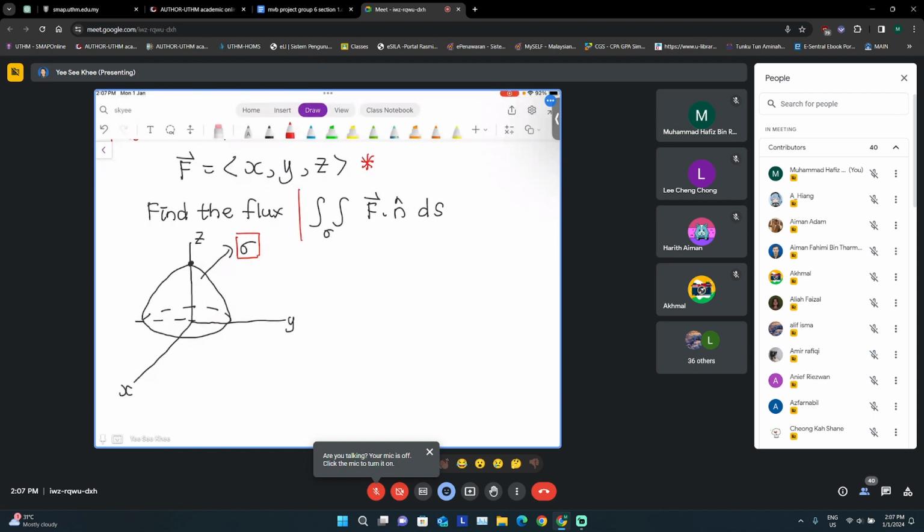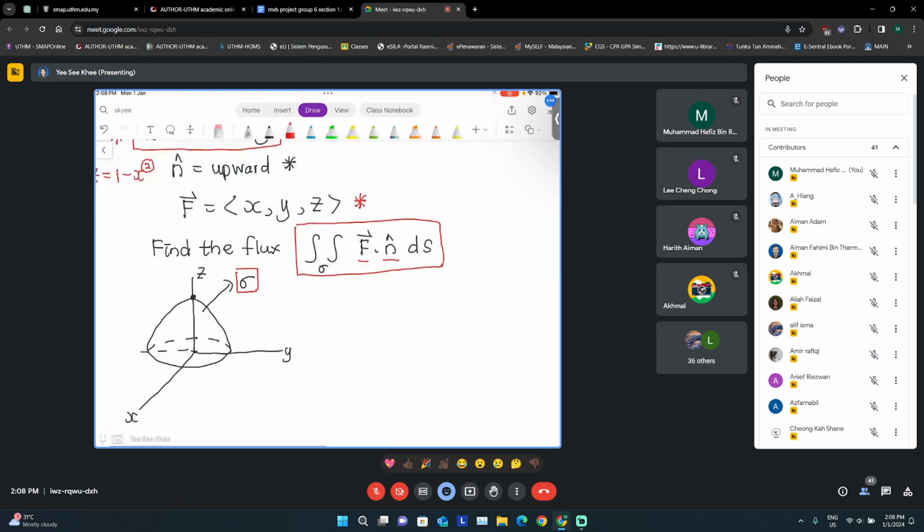We look at the flux equation that we are going to solve. We talked about it yesterday. So we look at each of the parameters one by one. F has been given. N is not given. They just tell you that the N is upward.